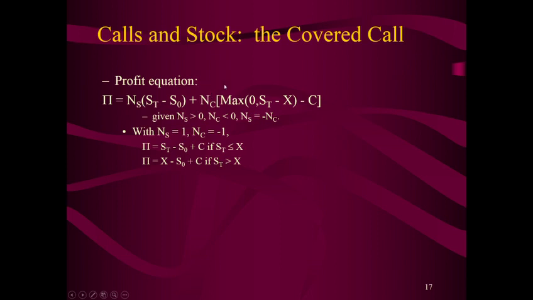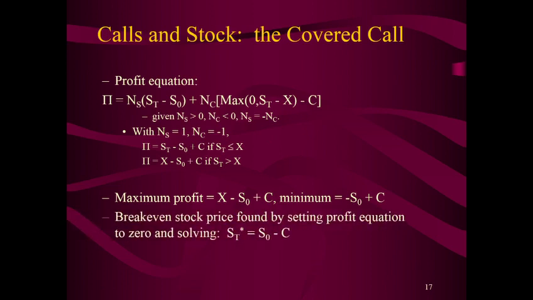Because you short a call, you have to attach a negative to this whole term, so it becomes ST minus S0 minus ST plus X minus C. No, sorry, so ST minus S0 plus C, right? Okay, so find the break-even point again by solving the equation that has an ST in it. Any question?